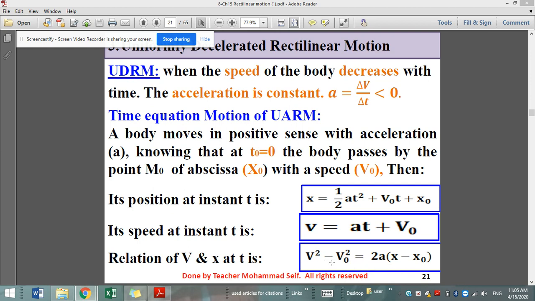this equation is used when time is not known, but we know that it's, for example, UDRM, and we need to find, for example, the speed at a certain position x, knowing the initial speed, the initial position and the acceleration. So this is used when time is not known. So this is a direct relation between the speed and the position.